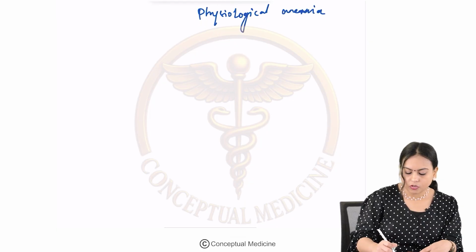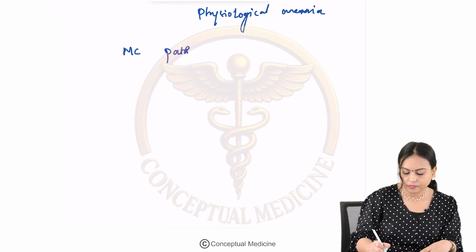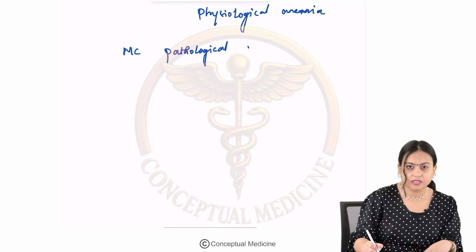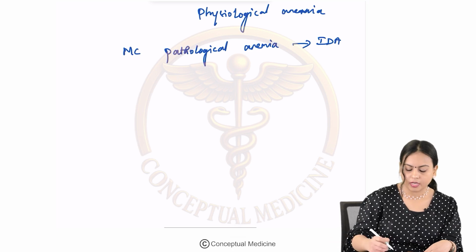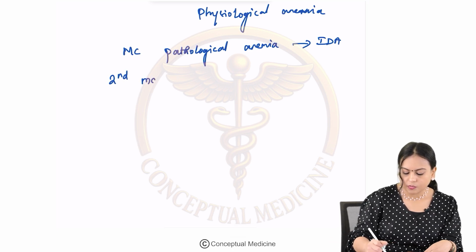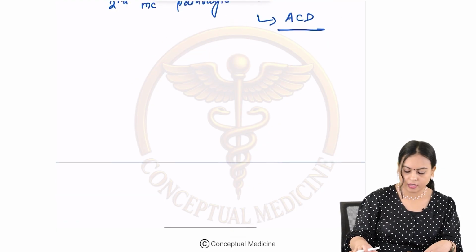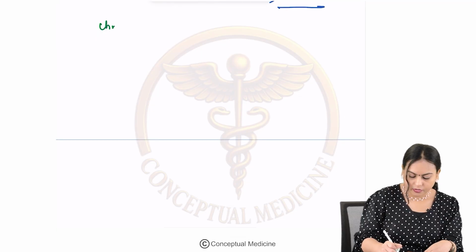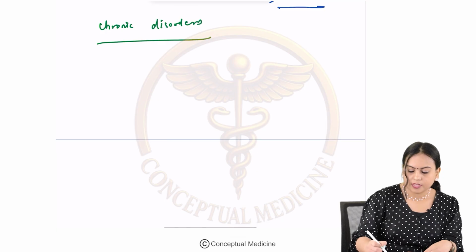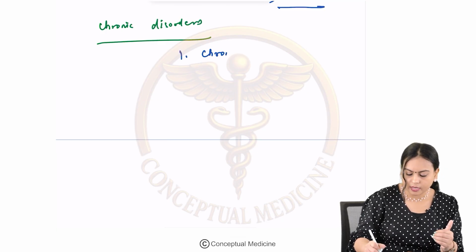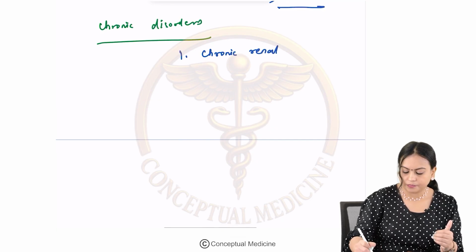And which is the most common pathological cause? Yes, very good. It is iron deficiency anemia. And if you ask me which is the second most common pathological cause, then it is going to be anemia in chronic disorders, right? So, what are the chronic disorders that are going to cause this anemia? The most important cause is chronic renal insufficiency.